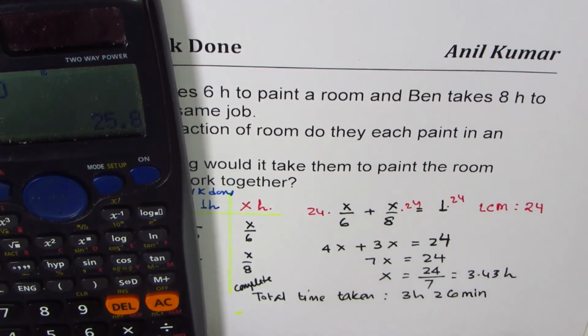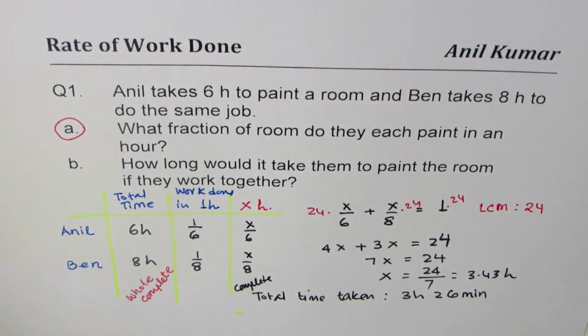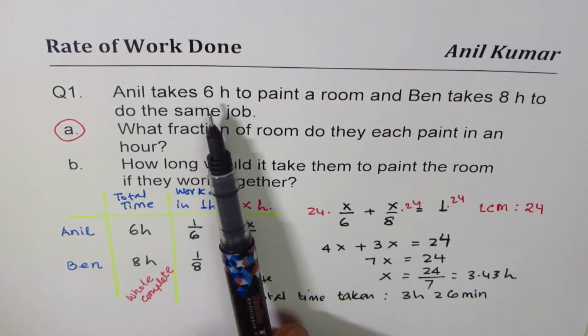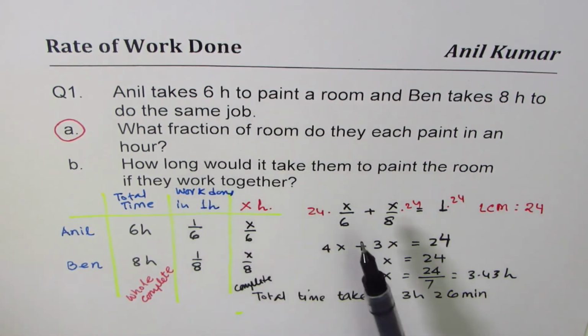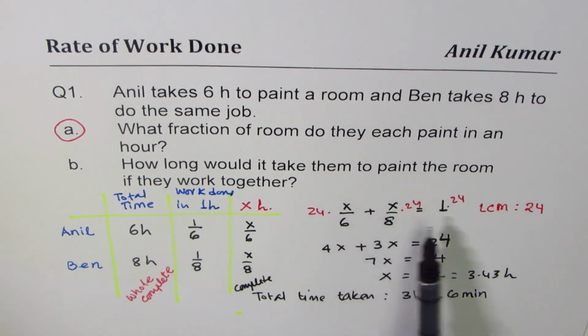Is it okay? Okay. So that is how you can solve such questions. The idea is, if you know time taken to do a complete job by different persons, then their combination is x over 6, x over 8, add them, equal to 1. Solve your equation to get your answer. I hope that helps, right? So that is how it can be done. We'll take few more examples to elaborate on this process.